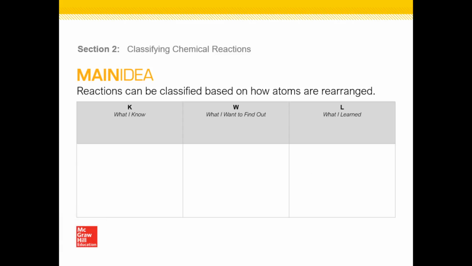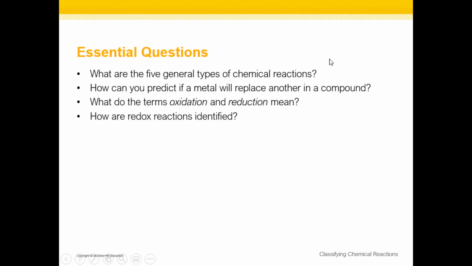All right, so we're going to be covering classifying chemical reactions. The main idea for this lesson is that we could classify different types of chemical reactions based on what's happening with the atoms. We're going to learn 5 different types of chemical reactions. So we want to know what the 5 general types are.